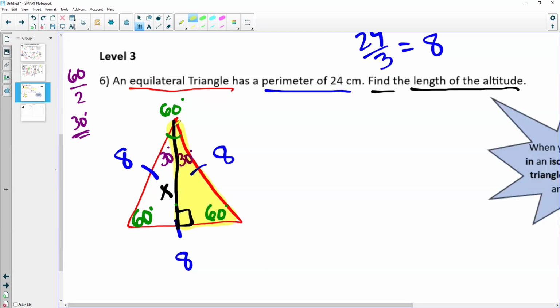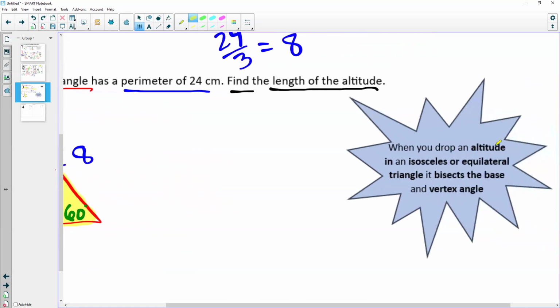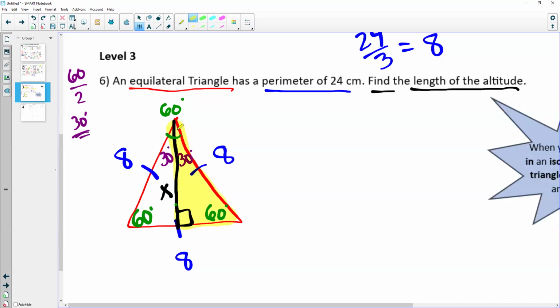The other thing we want to make note of is this. We understand that the altitude is going to cut that angle in half, but what I said earlier is that when you drop an altitude in an isosceles or an equilateral triangle, it bisects the base as well. So it bisects the base and the vertex angle. The vertex angle here is 60. That already got bisected to give you 30 and 30. But this also means that our base, the base length of 8, is also being bisected. So that means that this would be 4 and 4. The easiest way to remember is that if it's an equilateral triangle or an isosceles triangle, the altitude is going to bisect everything in its path. So it bisected this angle of 60 and it's bisecting this bottom side of 8.